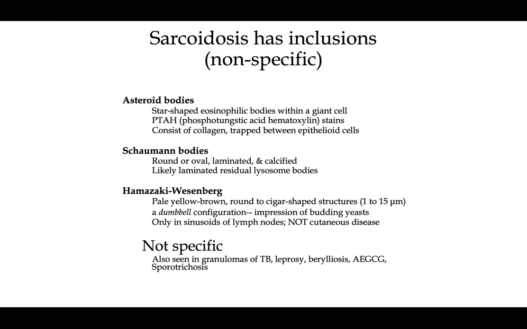Schaumann bodies, on the other hand, are round or oval, laminated and calcified bodies. They're likely laminated residual lysosome bodies. So they stain more purple, and we'll show you some pictures of that because of the calcification on H&E.